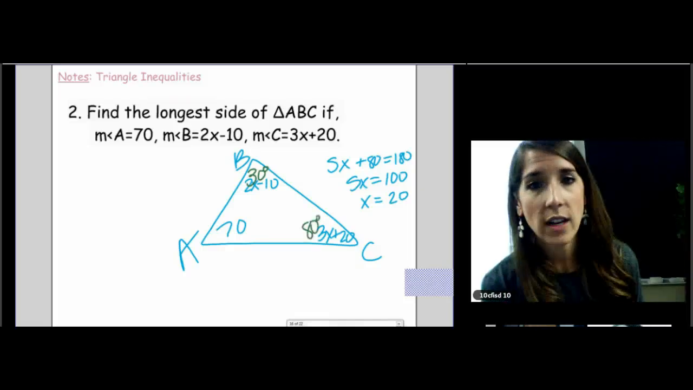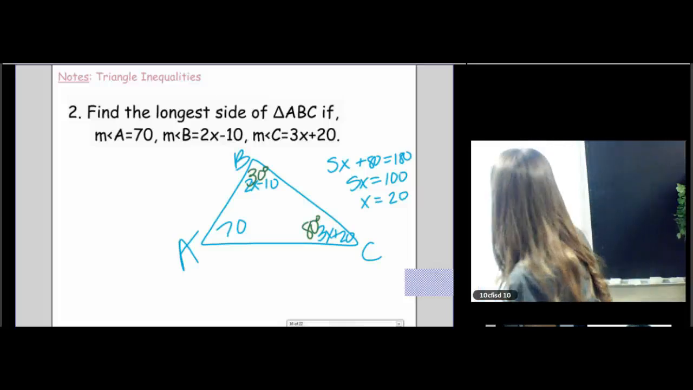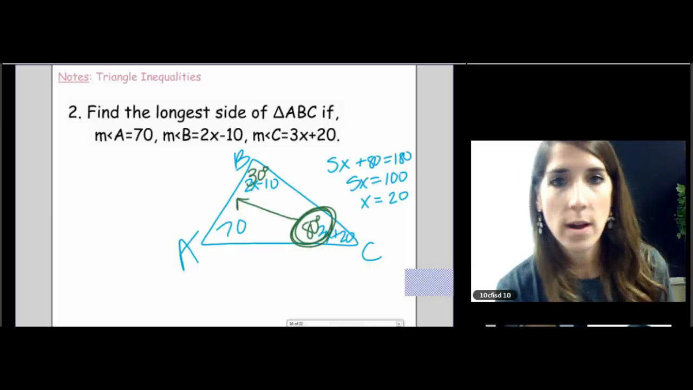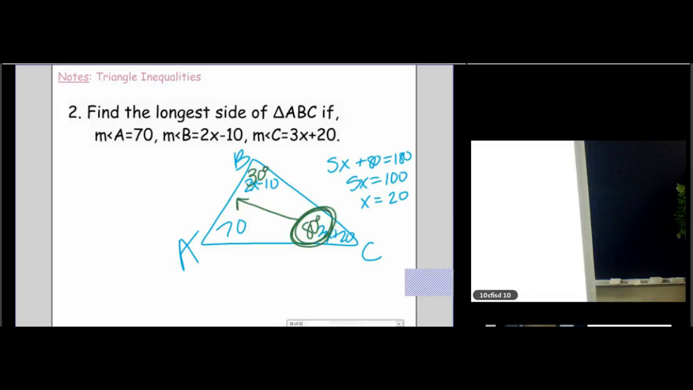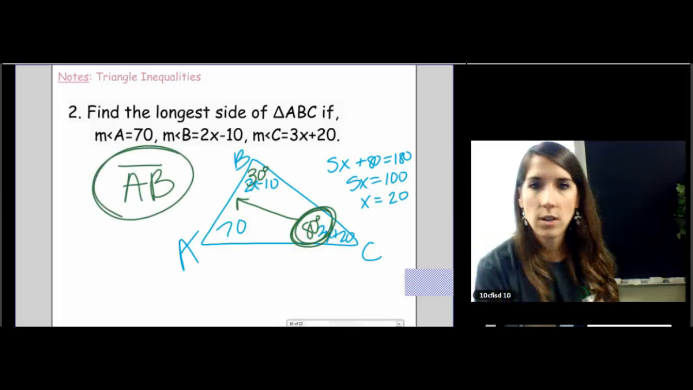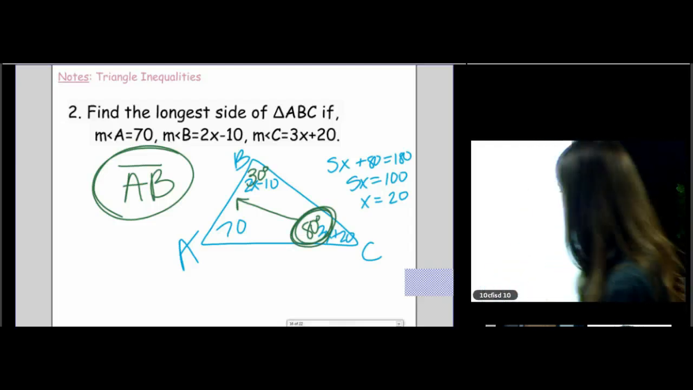I know that the longest side is across from the largest angle. So all I have to do is find the largest angle and draw an arrow away, and I'm pointing to my longest side. My longest side is capital A, capital B with a segment on top. Make sure that you use correct notation when you're answering questions like this. Very good. Good job, guys.